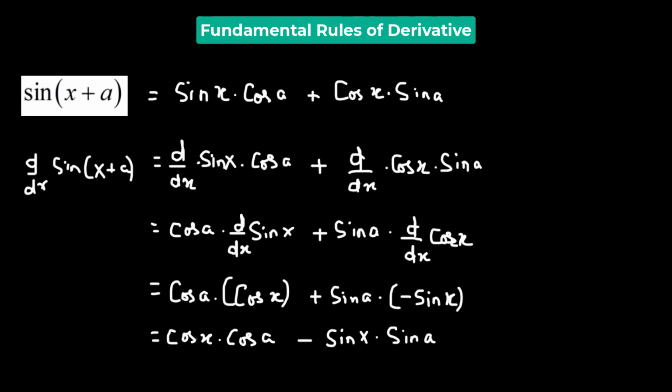Now, cosine of x times cosine of a minus sine of x times sine of a is simply cosine of x plus a. So this is going to be the derivative of our sine function, sine of x plus a. Let us move on to the next question.